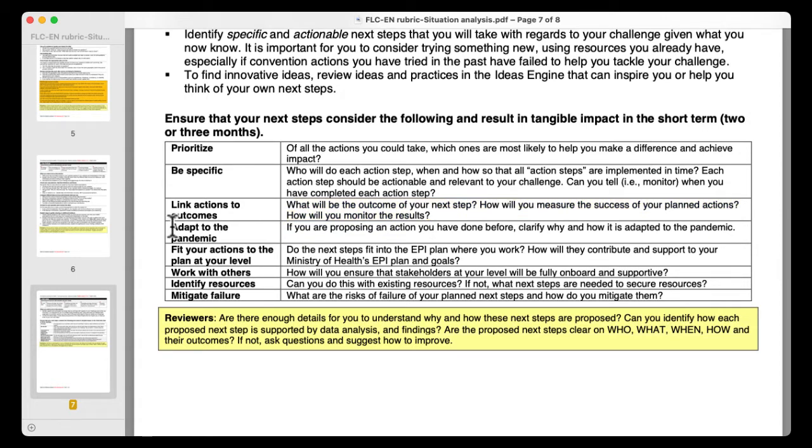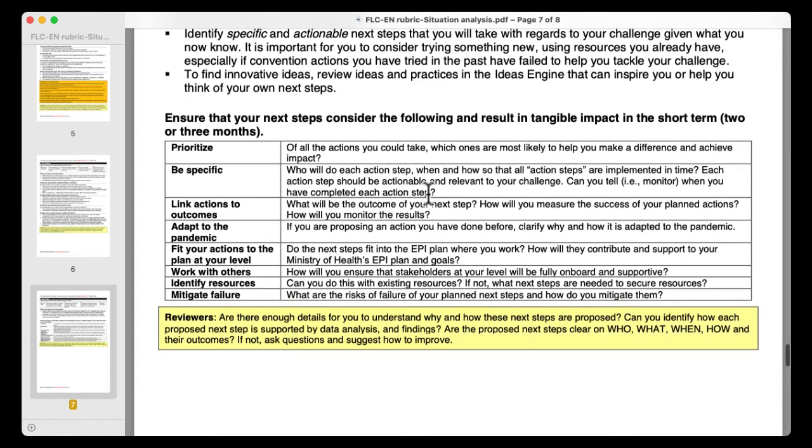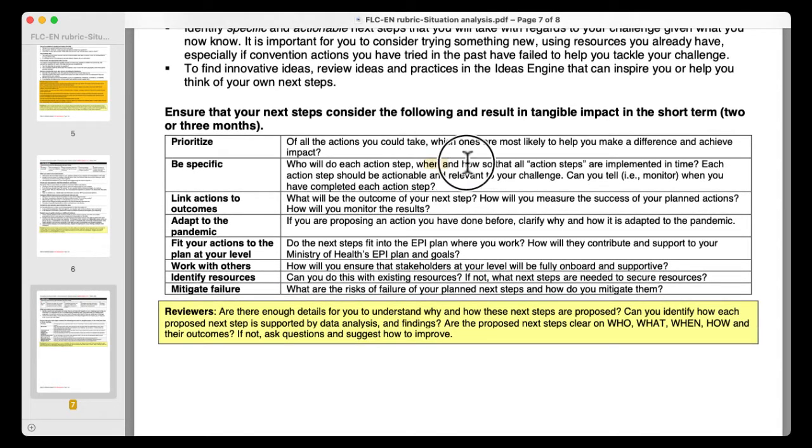These are the kinds of questions to ask as you say, well, my next step will be, I think we need to do a communication campaign to reach parents, to reach families, to better explain the value, the qualities, safety, and efficacy of a vaccine. Well, who will do this step? When and how? Is it actionable? How is it relevant to your challenge? How will it help you progress with respect to your challenge?